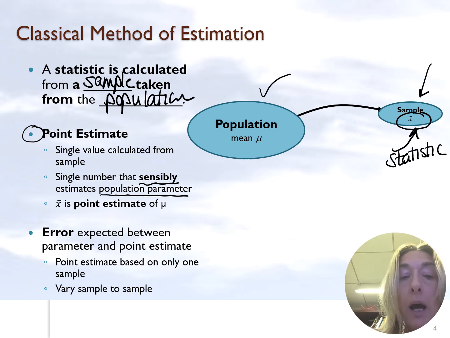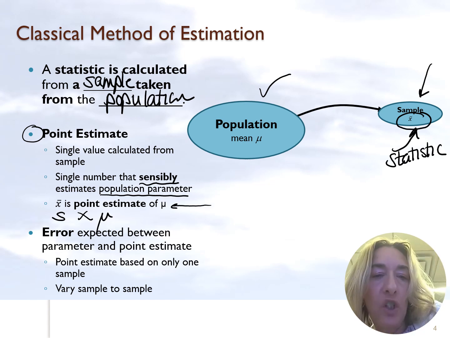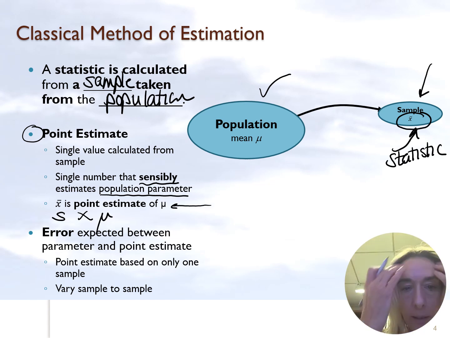X bar, or the sample average, sensibly estimates the population average, right? And this would be as opposed to S. The sample standard deviation would not be a sensible estimator for mu. You wouldn't use the sample standard deviation to estimate the population mean. You'd use X bar instead.